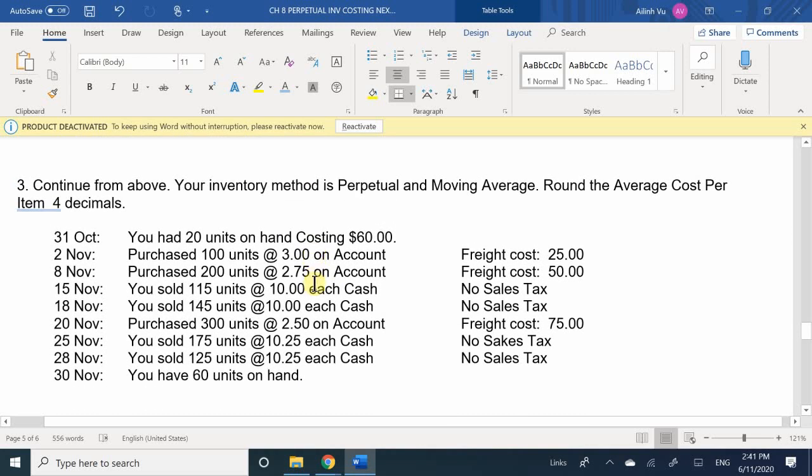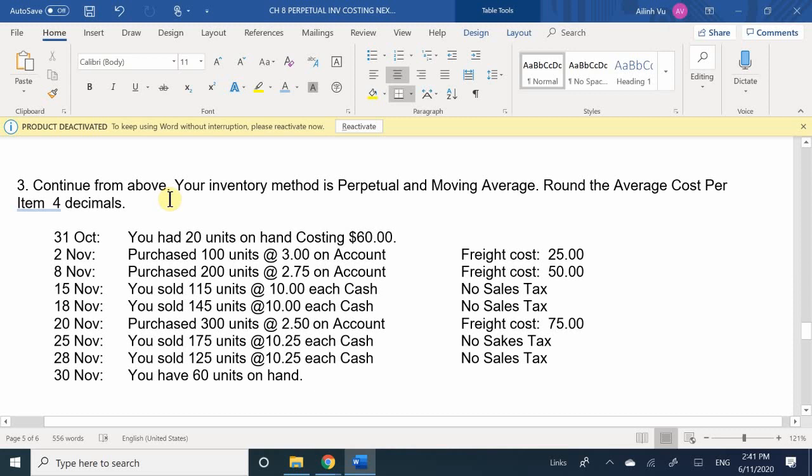And I also made a little note here that when we're doing our cost per item or average cost per item, go ahead and round it to the nearest 4 decimals. So the thousandth decimal, okay?